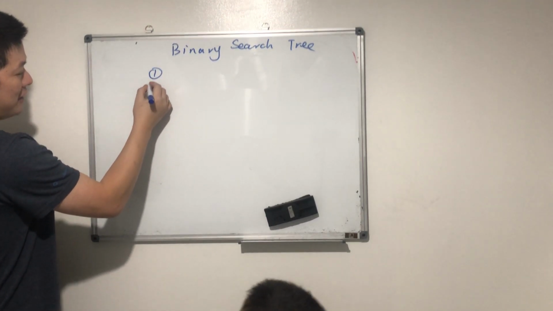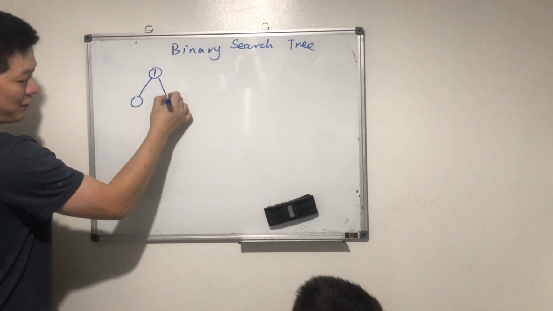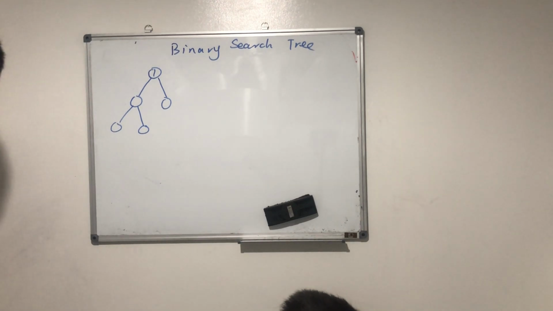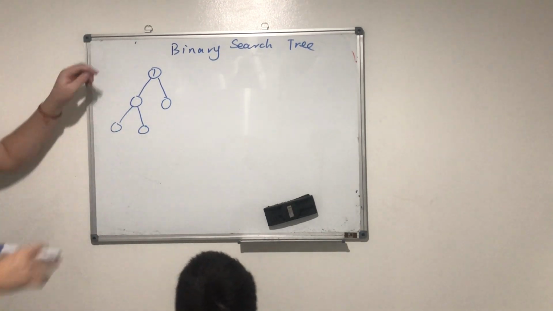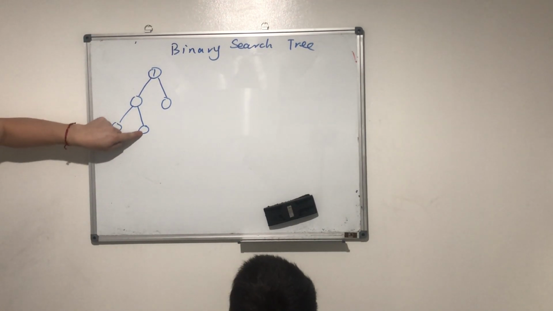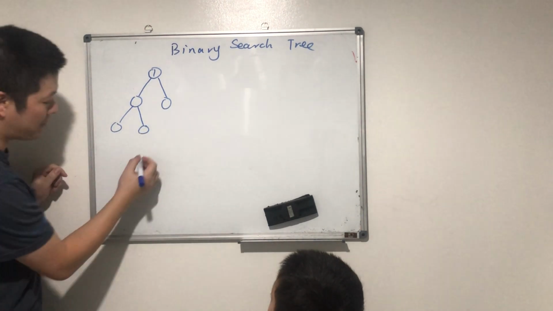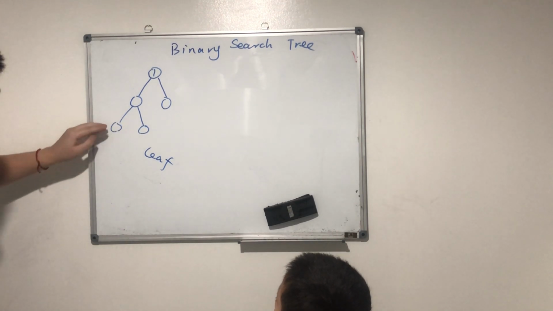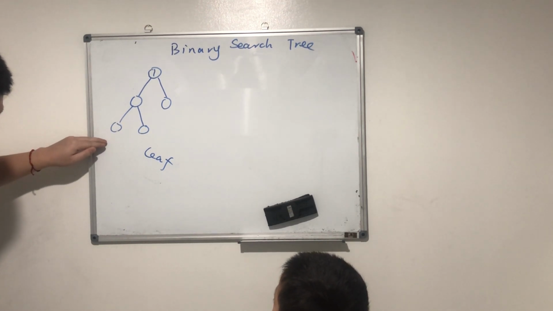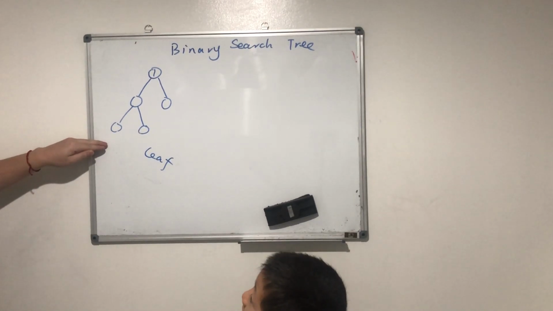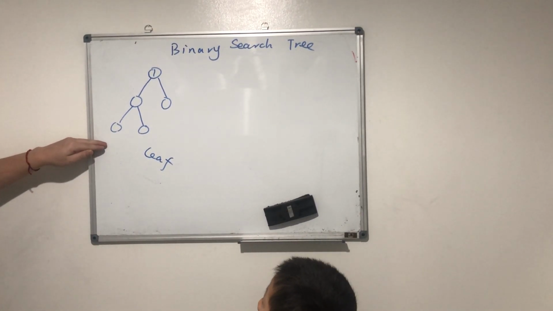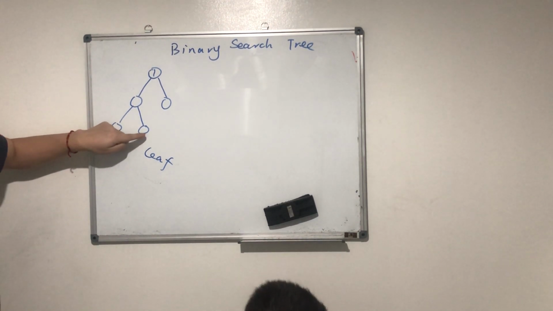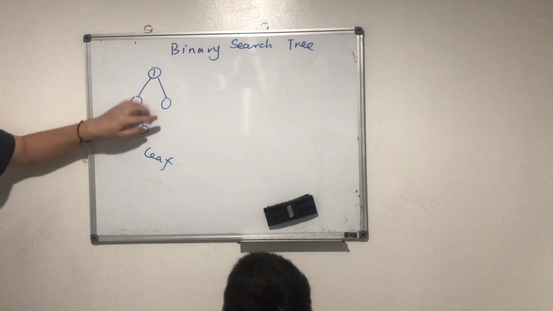The root has some value, and you can have at most 2 kids. Each parent has at most 2 kids. This tree is like upside down. This is the root. This is the leaf. A leaf is a node without any children, right? How many roots can a tree have? Yeah, 1. That's the root. And then you can have many leaves.